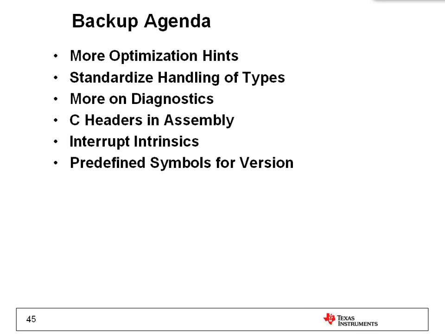C headers in assembly talks about how you can have information in a header file in C and refer to it and use it in your hand-coded assembly. Okay, that's what's going on there. Interrupt intrinsics. We already talked about what intrinsics are. There are some intrinsics related to enabling and disabling interrupts, and there's a kind of a right way and a wrong way to go about that using the intrinsics, and it talks about that. And then the last agenda item, predefined symbols for version. This is a preprocessor symbol that contains the version number of the compiler that you're presently using, and what can you do with that.